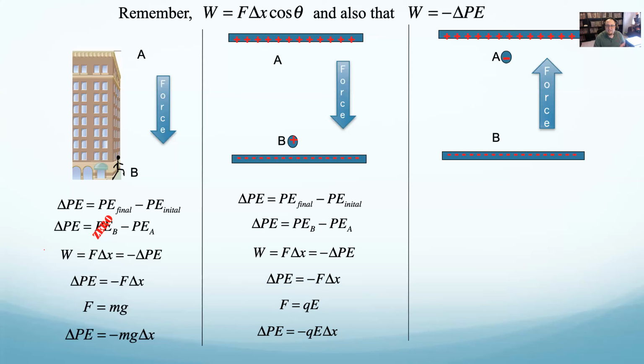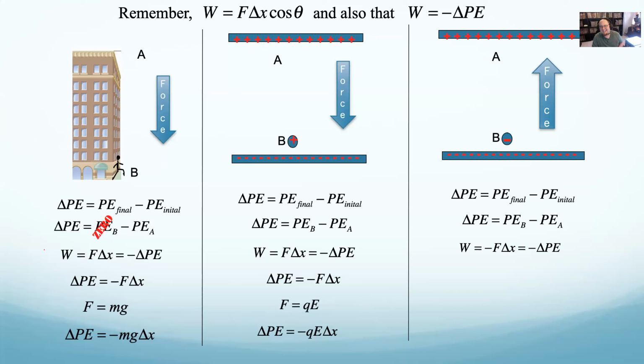For the last guy, if I use the same logic, it'll start the same. This will look the same. This will look the same. Except here, if you notice, I added another negative sign. I said negative F delta X. I did that because I'm moving against the force, and so it's actually going to be a negative value from the force. Really, the force isn't what's negative. It's the delta X that is negative, that I'm going in the opposite direction as the force.